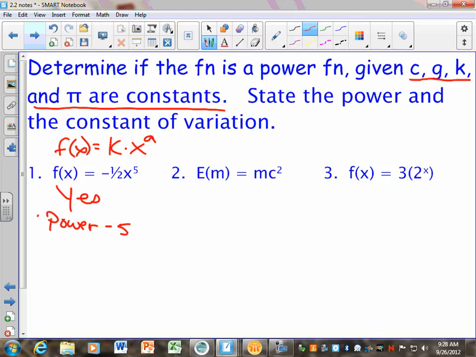Is x a constant? No, x is the variable. How do I know? Because the only letters that are constants in this are C, G, K, and pi. That's not a C, a G, a K, or a pi, so that's my variable.